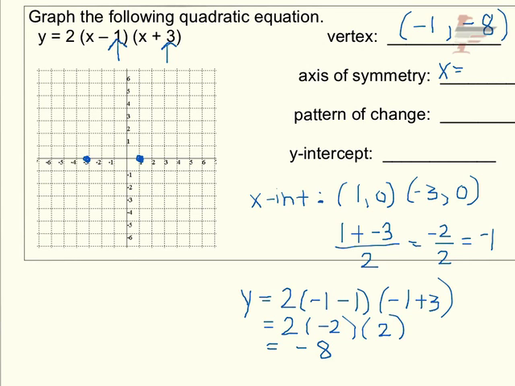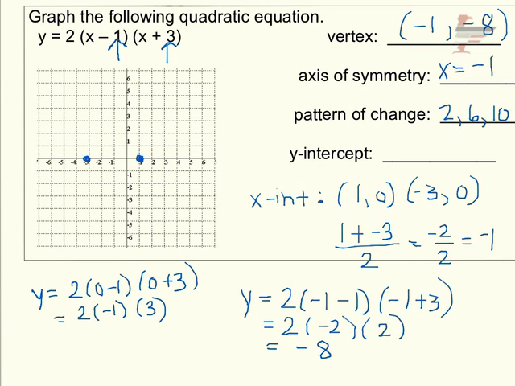Axis of symmetry, again, always the x-coordinate of my vertex. Pattern of change is a times 1, 3, 5, so that's going to be 2, 6, 10. And my y-intercept, if I plug in, I'll go down here, 0 for all of the x's, and do a little bit of math. So 0 minus 1 is negative 1, 0 plus 3 is 3, that would give me negative 6, so my y-intercept is 0, negative 6.